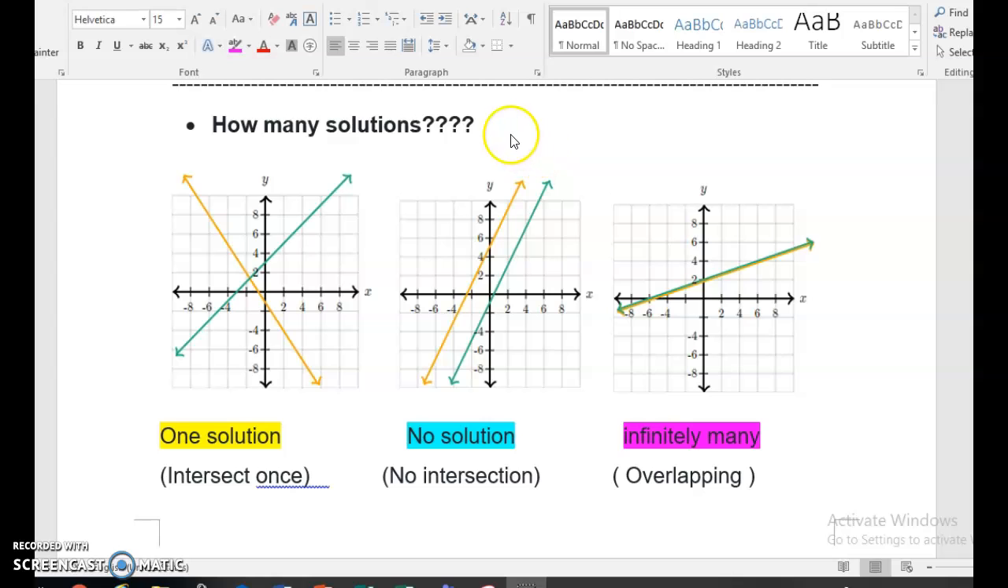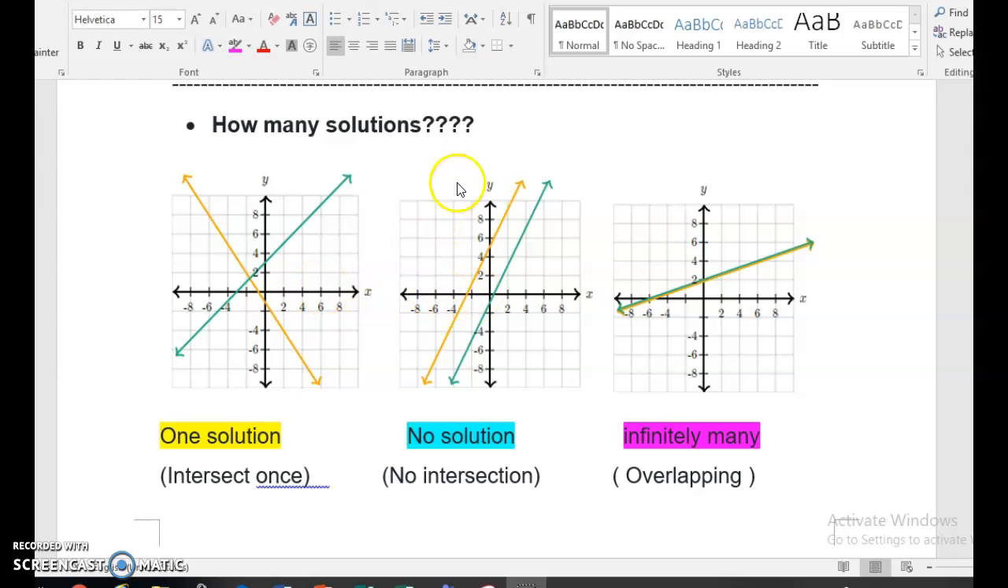How many solutions? Are you looking at this one? The first graph, you'll see there's only one solution. How do you know? Okay, did you see this green linear equation and this orange, the gold one? All right, they intersect right here, just one time. So it's one solution. Oh yeah, one solution you can also say is consistent.